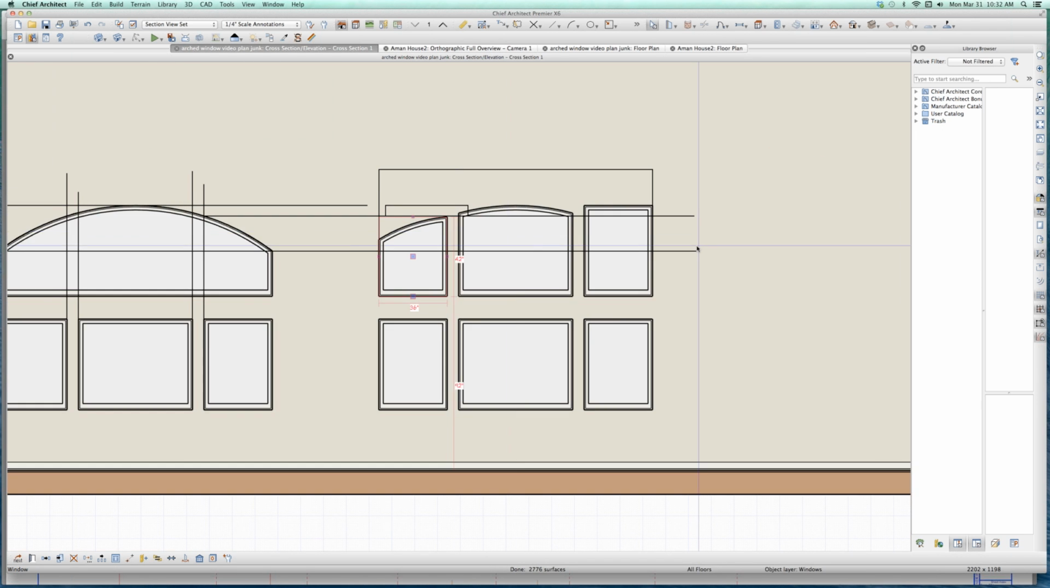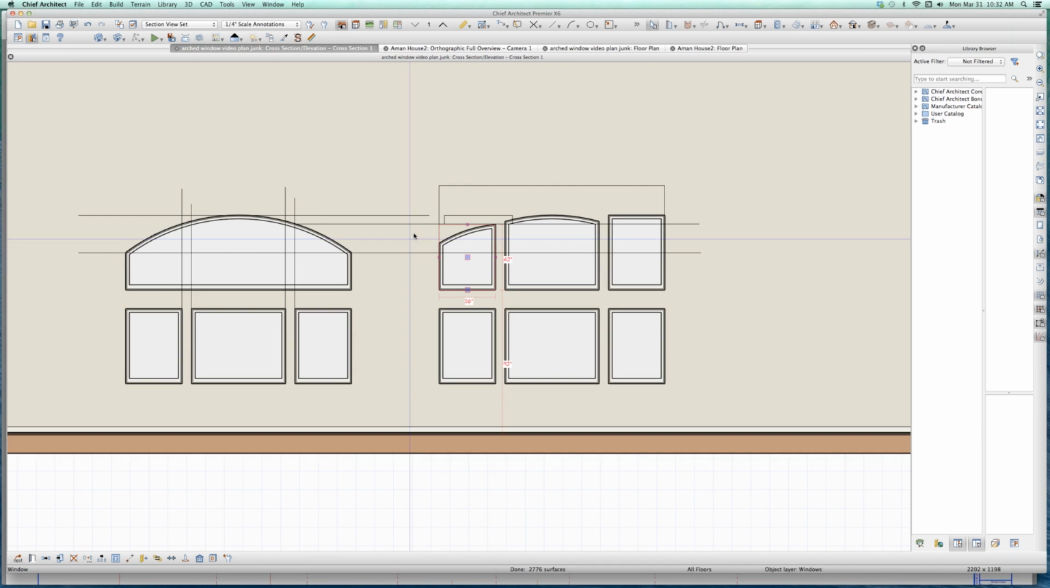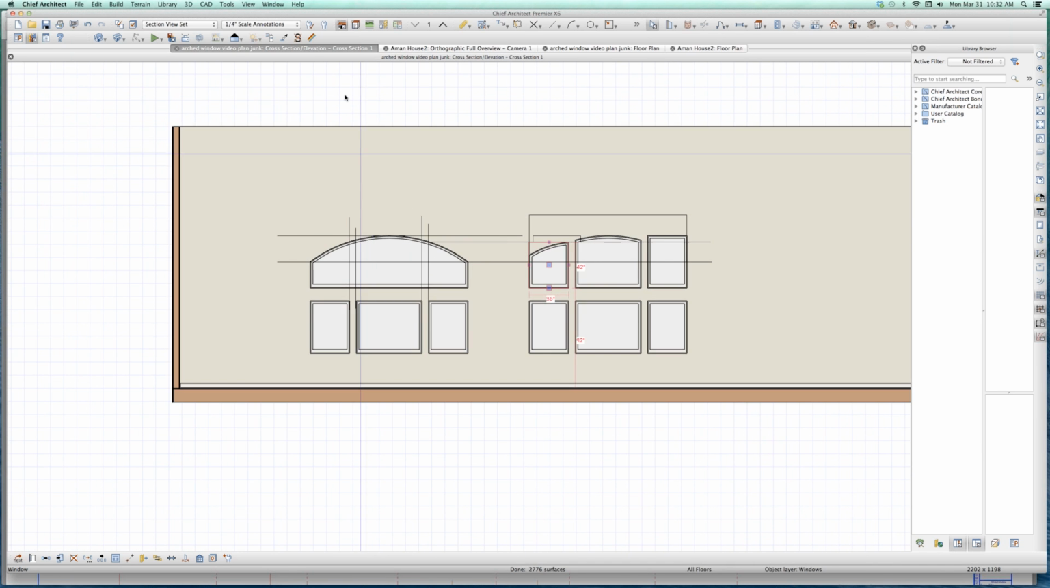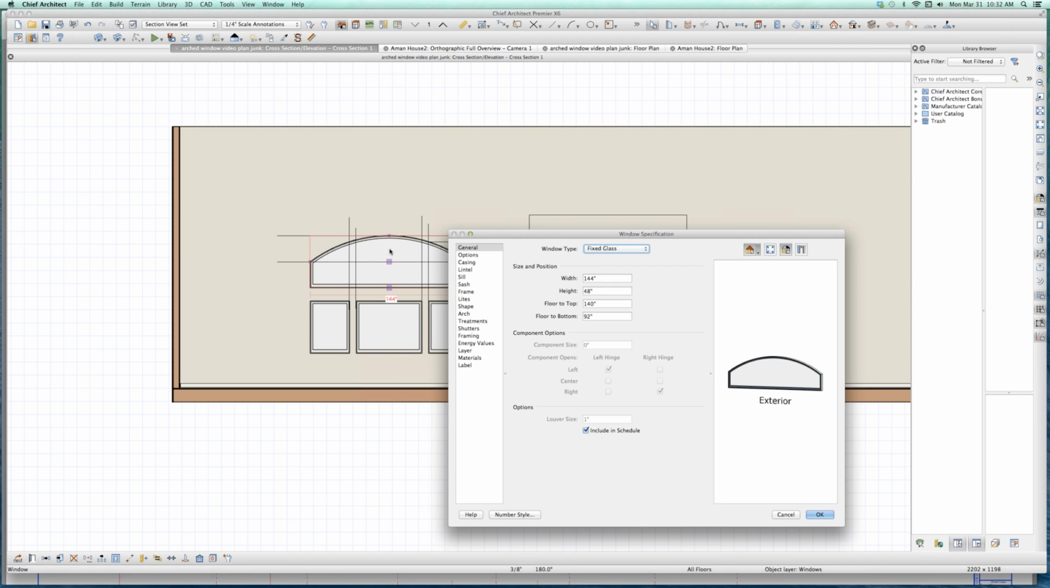So now the question is, how do I know what that radius is? I don't know. Well, there's several ways. I'm seeing if there's another way of doing it. Suppose I change this to 120. There it is.